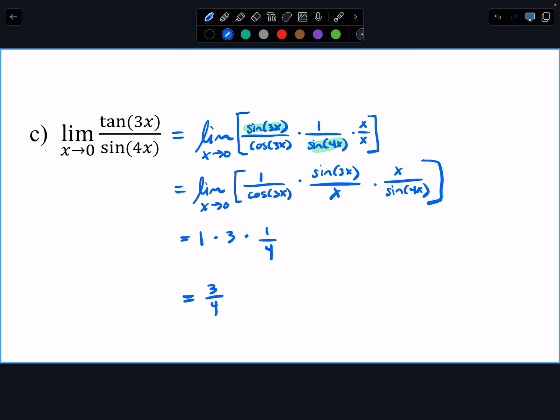Eventually, you won't even have to use this. Whenever you run into 0 over 0, you'll have a really powerful tool in your toolbox called L'Hôpital's rule. But for now, this is what we're using.